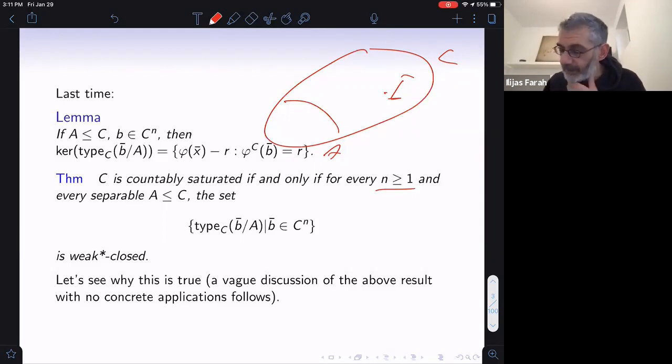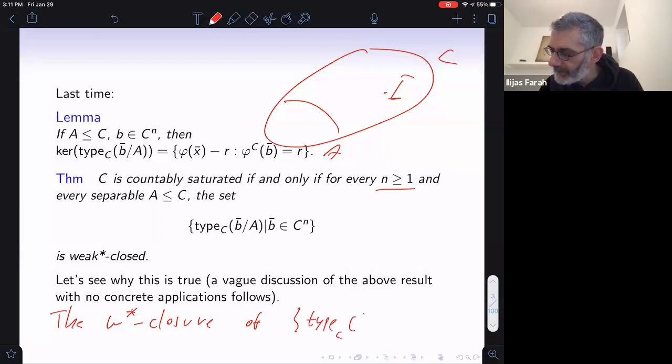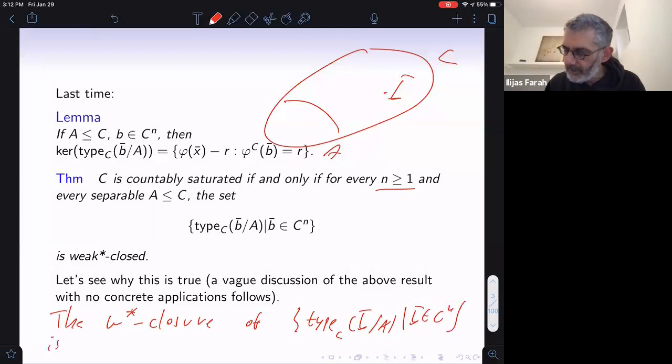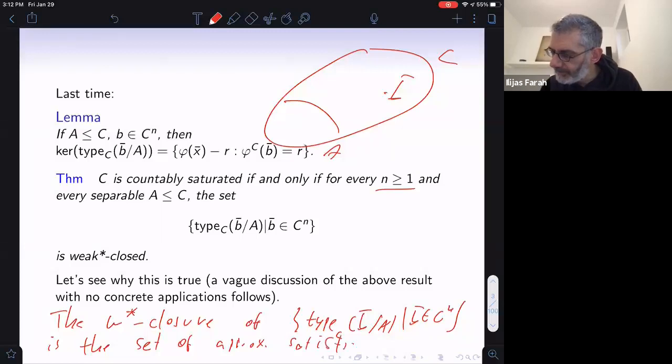So let me write it down. That's probably something that should be on the slide. The weak star closure of the types over A of B bar for B bar in C^n is the set of approximately satisfiable types over A. Right, from there, if you just parse the definition, C is countably saturated if and only if exactly for every separable subalgebra of C, this set is weak star closed.